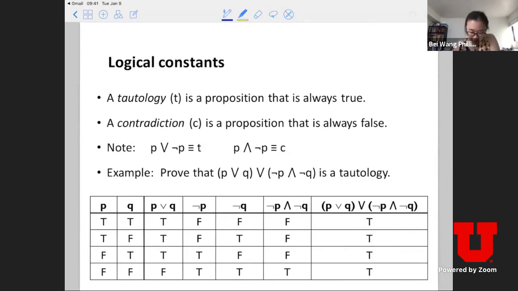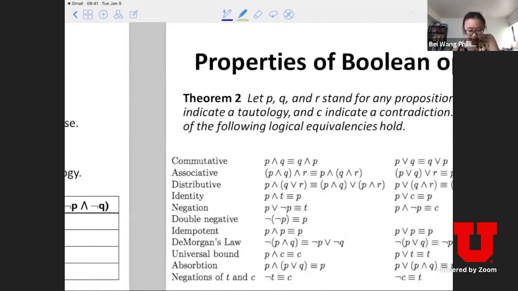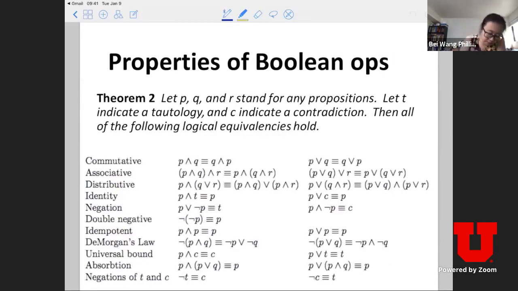So this is just a repetition of what I just did. Theorem 2 is going to be your best friend to try to solve problems in this chapter. So there is a sequence of properties associated with Boolean operations. And it essentially breaks down to a collection of logical equivalences among propositions. Okay, let's go over one by one here.